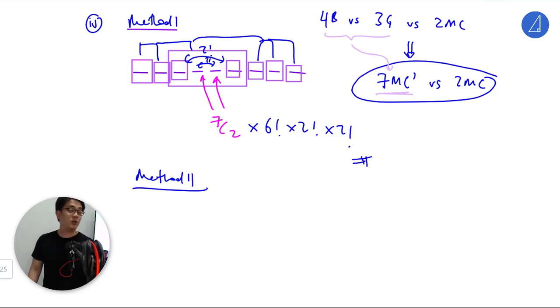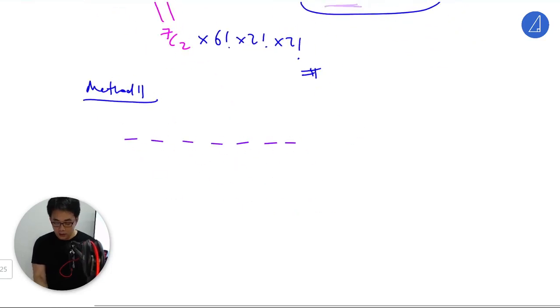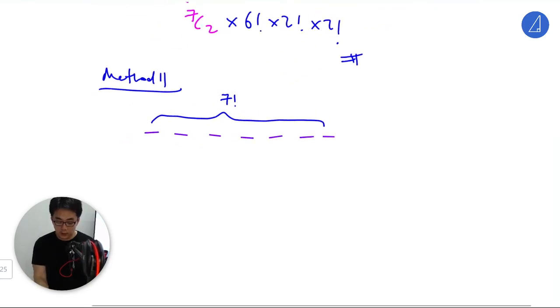So method 2 is pretty interesting. I saw these students do this. So what you do is you consider the non-married couple first. So you do this. 1, 2, 3, 4, 5, 6, 7. Any issue with that? Then you arrange them, it's 7 factorial, right? Then because you want to slot the husband and wife in, you consider how many slots you can slot them. So this is 1 slot. Then this is 2 slots.